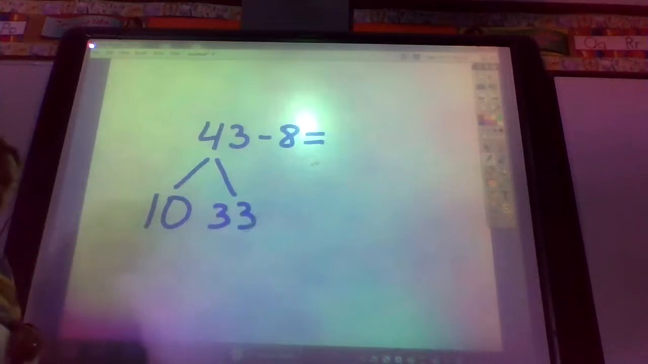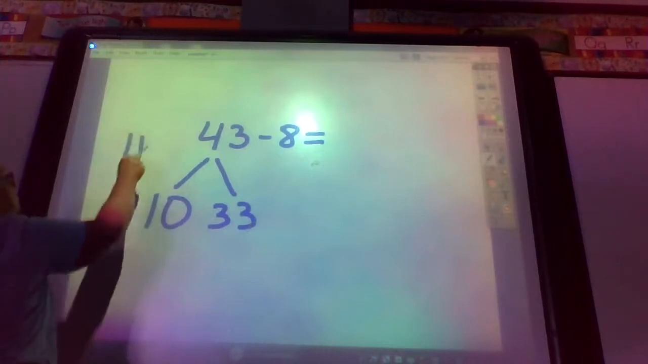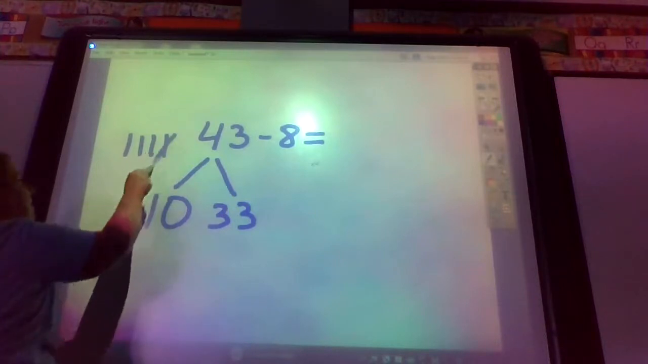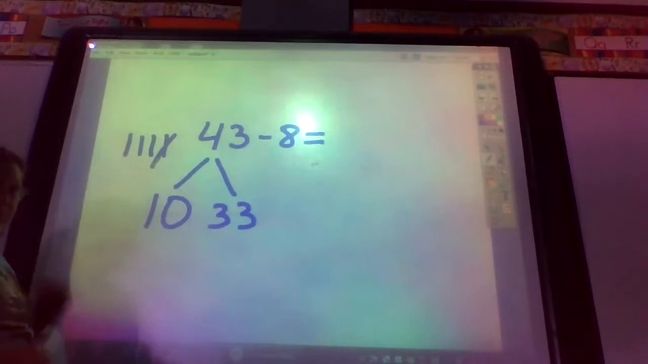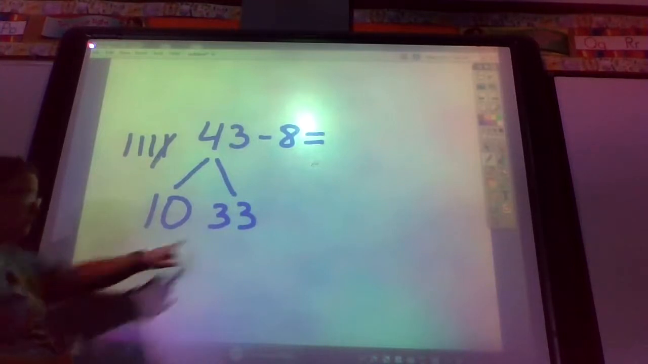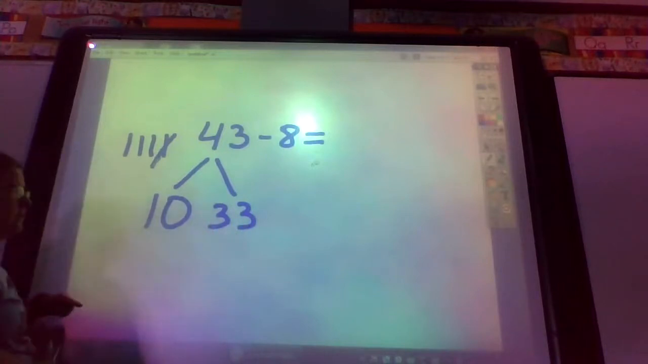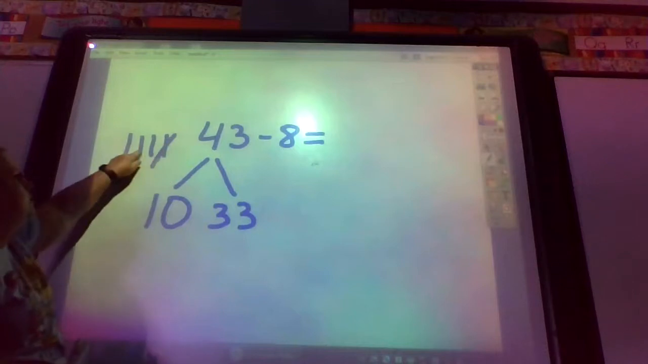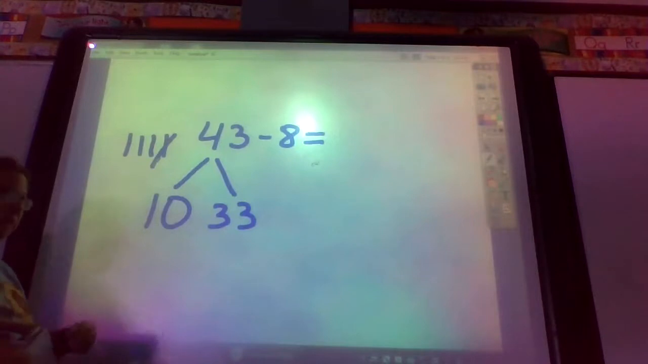So I have 33 left, as I have 3 10s. If I have 4 10s, and I take one 10 away, I have 10, 20, 30 left. That's where I get my 33, because here's my 1s. So if I have 4 10s, and I take one of them away, that's what I have left, 33.